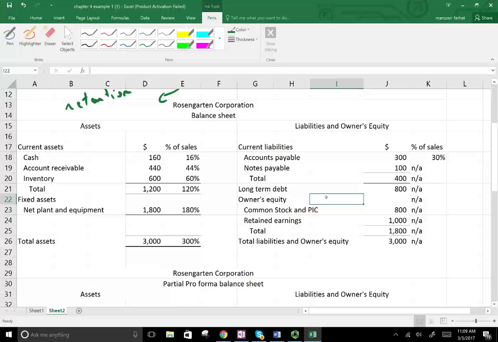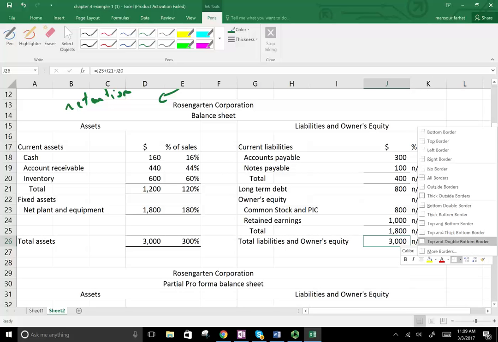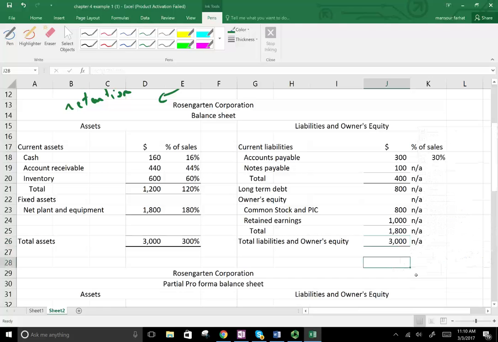Starting with cash, right now we have cash of 160, accounts receivable of 440, inventory of 600, property, plant, and equipment 1,800, total assets of 3,000. We have accounts payable of 300, notes payable of 100, total current liabilities of 400, long term debt 800, common stock and paid in capital 800, retained earnings 1,000, total 1,800 of equity plus debt equal to 3,000. Everything matches. Let me just double underline this just to make sure.